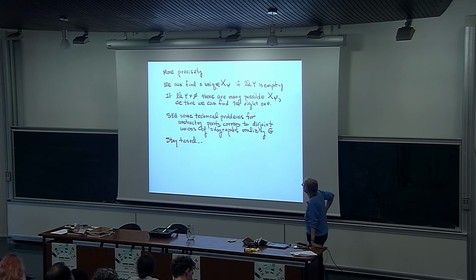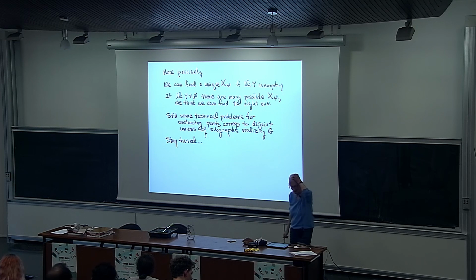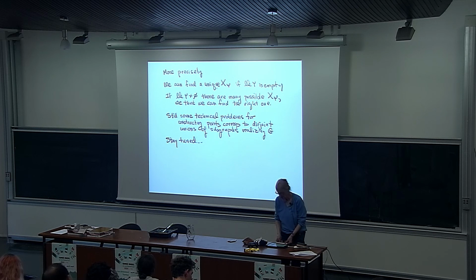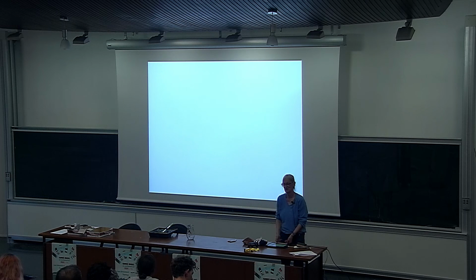There are still some technical problems for constructing points corresponding to disjoint unions of subgraphs realizing gamma, and we're still working on it. For a while, my co-authors wouldn't let me submit this paper because they said, oh, we'll just do the whole thing. We won't just restrict ourselves. It'll be another couple paragraphs. So as I said, we put the paper on the arXiv over a year ago, and we're still working on this. But yeah, anyway.